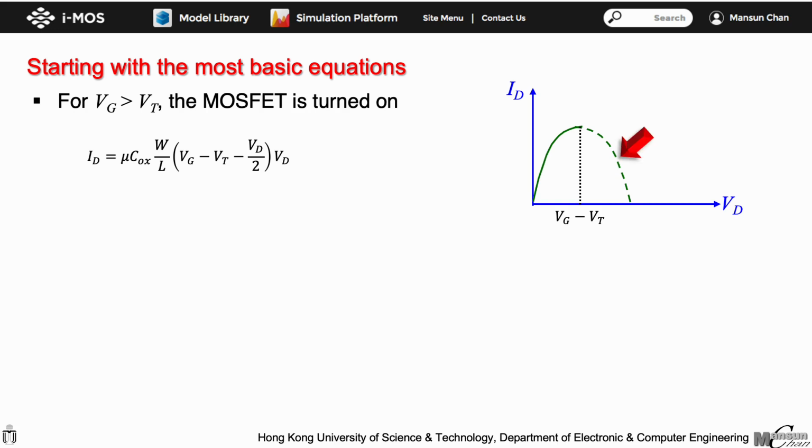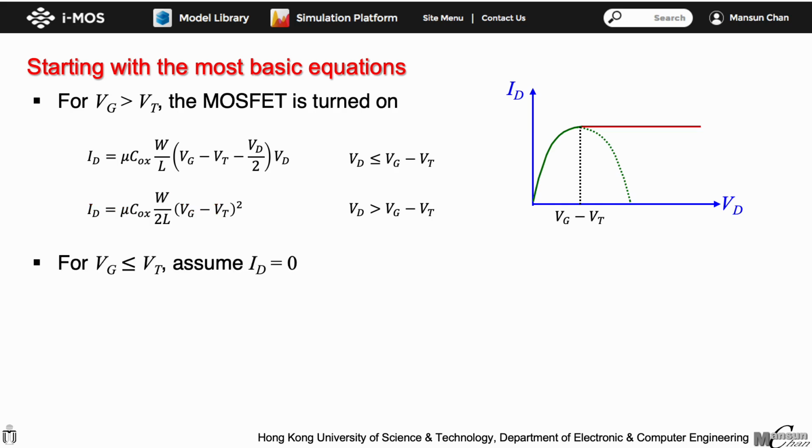When the drain voltage becomes larger than Vg minus Vt, the equation predicts the current to decrease, which is non-physical. So, the saturation region equation given below is introduced to keep the current constant for Vd larger than Vg minus Vt. This is called the saturation region current equation, and the voltage Vg minus Vt is called the saturation drain voltage. When Vg is below Vt, we assume that the MOSFET is perfectly turned off and set the current to be zero.